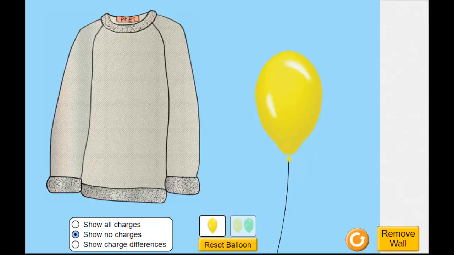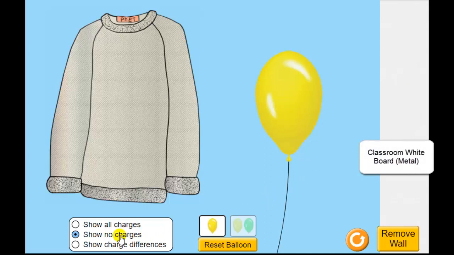Introduction to Electrostatics. So here we have a simulation that allows us to take a look at the atoms and the parts of the atoms that move around when we create what's called a static charge. So we have a sweater, we have a balloon, and this white box here is kind of similar to the whiteboard that Faye uses in the front of class.